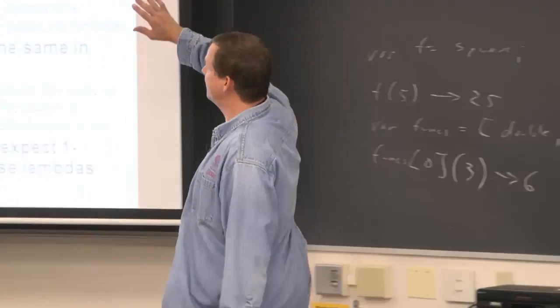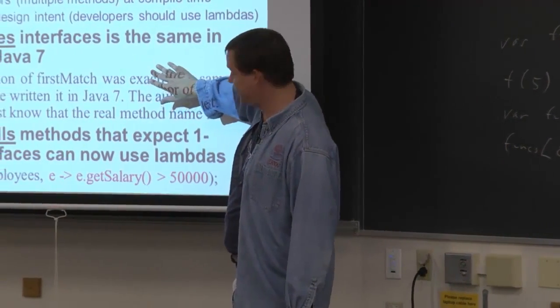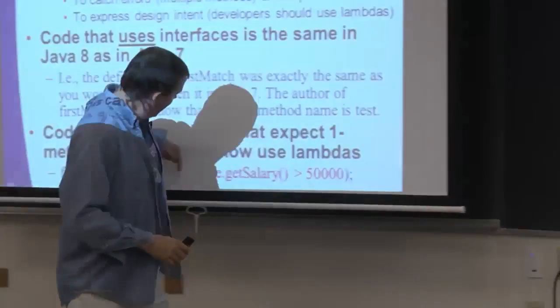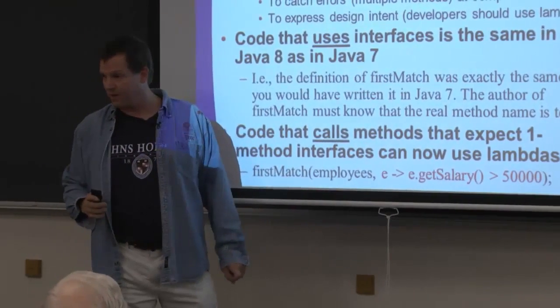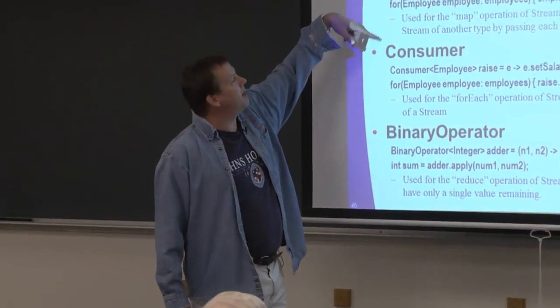OK, so the interfaces are basically the same, except maybe for the annotation. The code that uses the interface is exactly the same. It's the calling code that's different. The place where it takes an interface as an argument, you can now pass in the lambda if that interface has one method, exactly one method. OK, and there's a bunch of other ones as well.